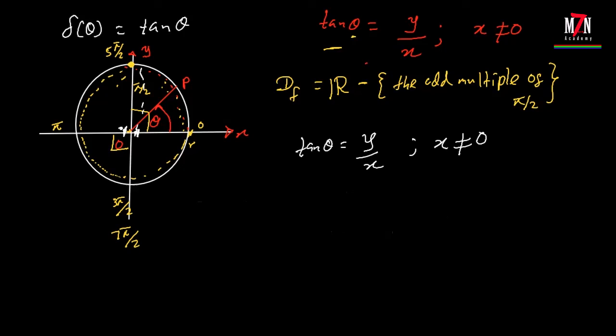So therefore, the range, or the result of y over x, will be minus infinity to plus infinity. So there you can write the range of f equals minus infinity to plus infinity, because we cannot take x equals 0, but we can take a value which is very, very close to 0.